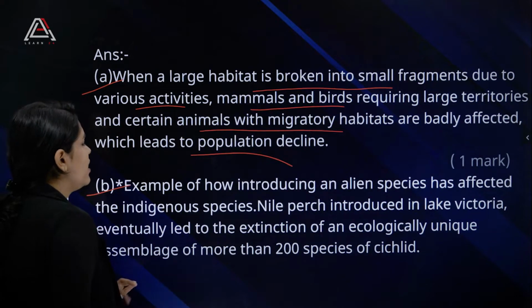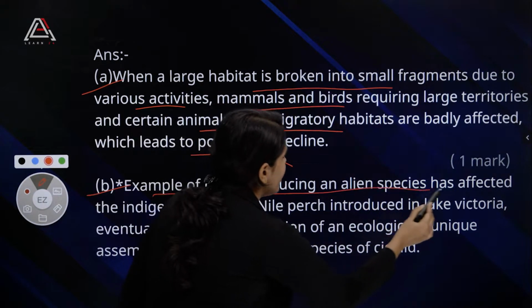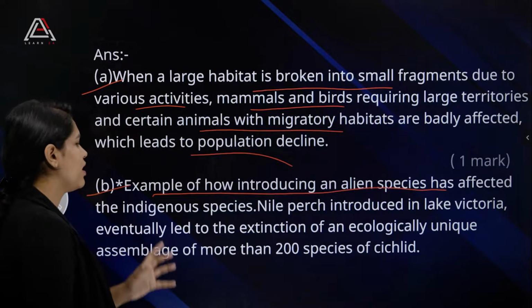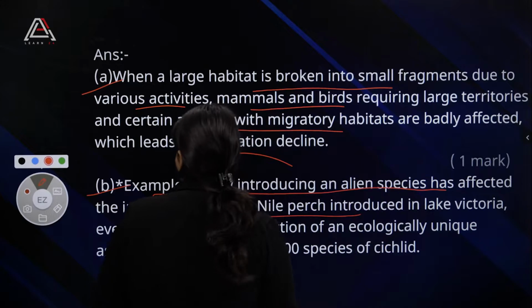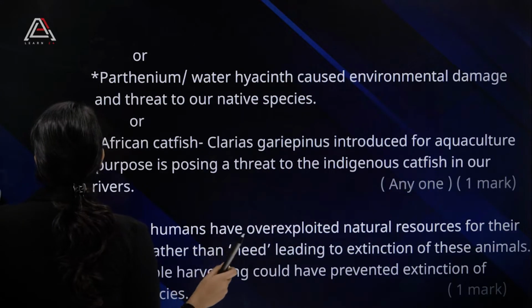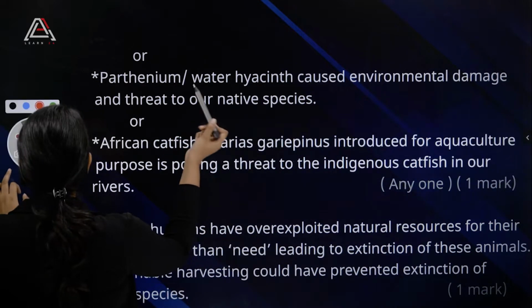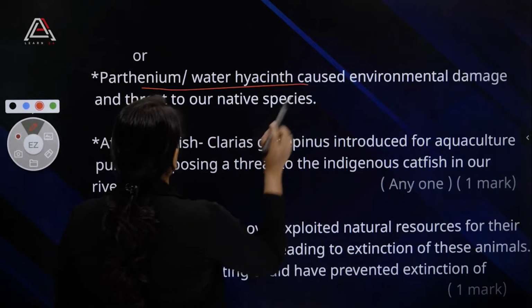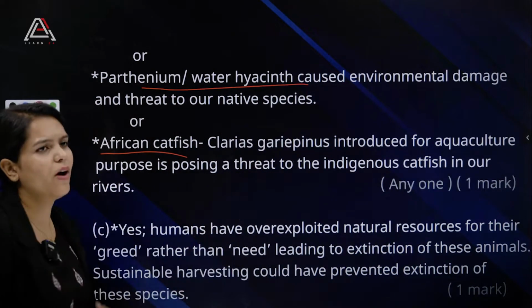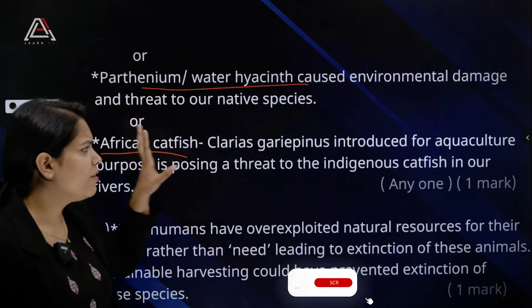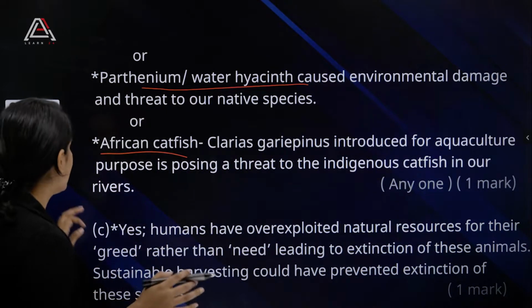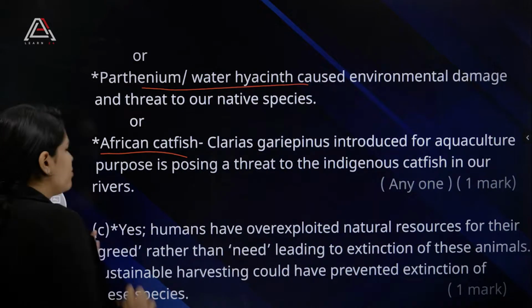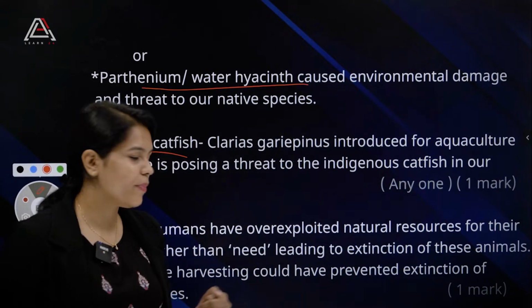Perfect. For part B, that is an example of how introducing an alien species has affected. There are various examples. You can talk about Nile perch, and also water hyacinth, that is Parthenium, which I have given you the example of, and also African catfish. Whatever feels good for you, mention any one of them, alright? But study all of them, in case a 2 marks question arises from this topic.